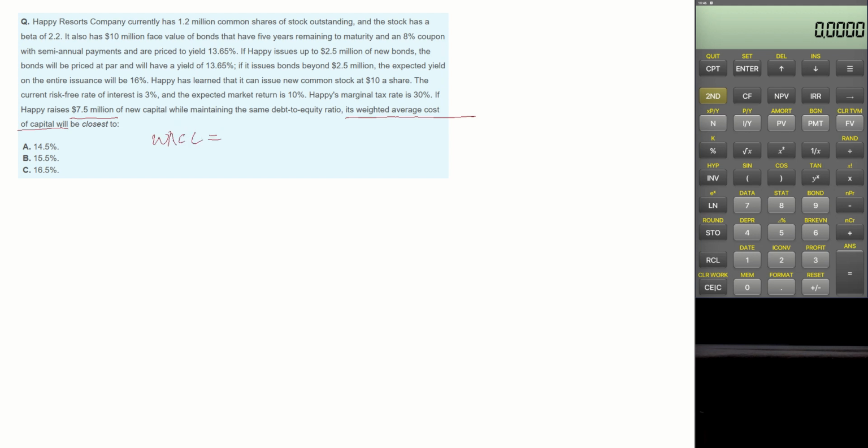WACC can be calculated by weight of debt multiplied by cost of debt multiplied by 1 minus t, plus weight of equity multiplied by cost of equity, plus weight of preferred stock multiplied by cost of preferred stock. In this question, it only accounts for weight of debt and weight of equity, cost of debt, and cost of equity. Let's figure out weight of debt and equity first.